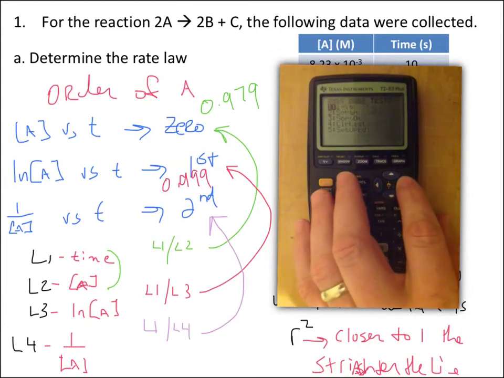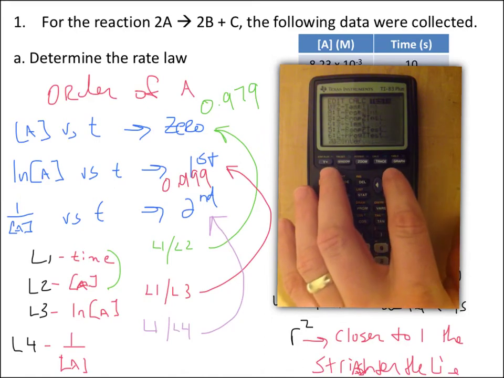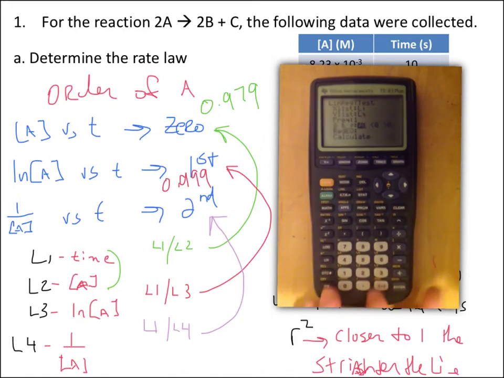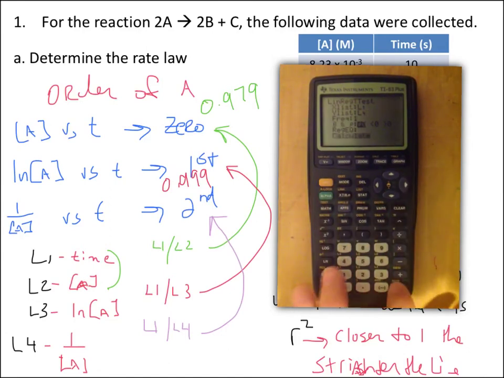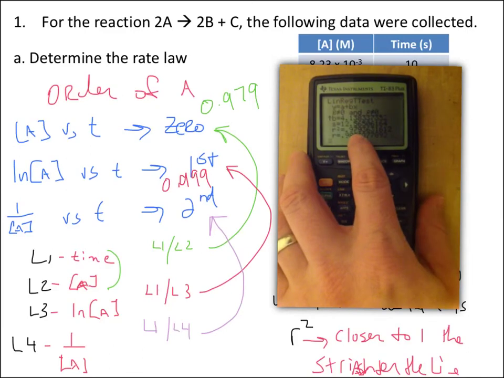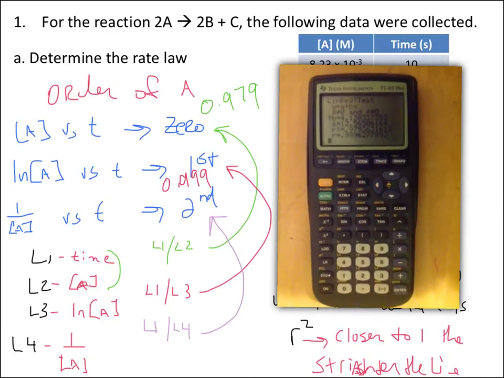Again, I'm going to go to stat, test, go up to linear regression, and hit enter. I want to do L1 versus L4 now. Hit enter, and then look at the R-squared value, and it's 0.979 as well. So I'm going to go ahead and pause it.